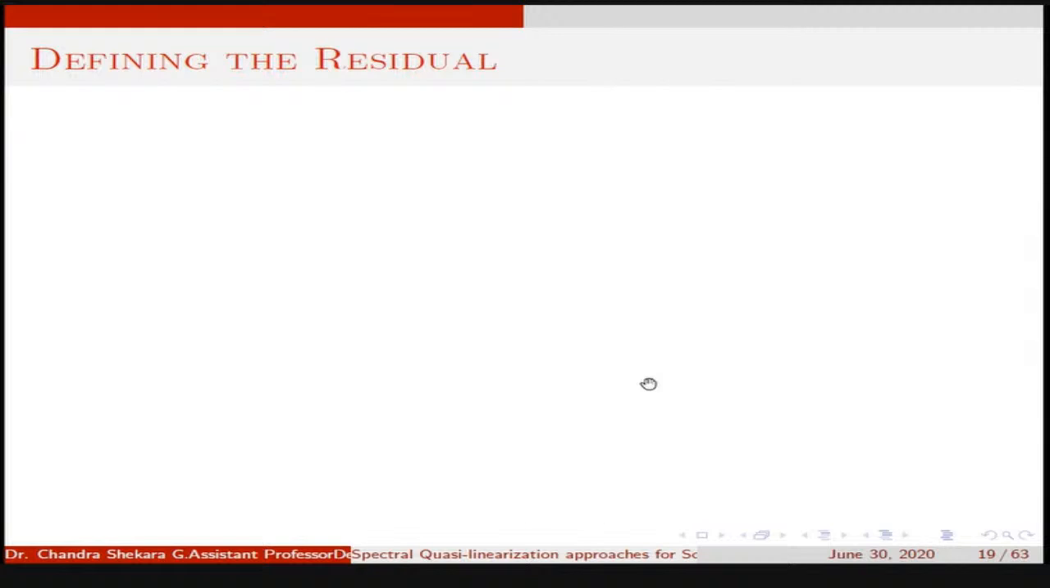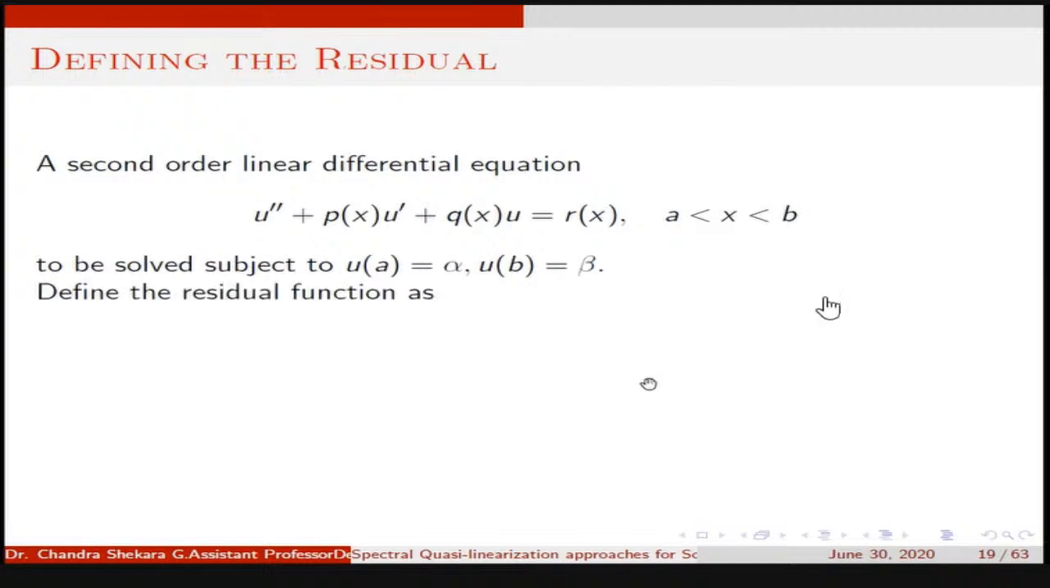The next step in this collocation method is defining a residual. The residual of the linear differential equation we considered is defined as follows. We take the right-hand side r of x to the left-hand side and substitute the approximated solution capital U in place of small u. The difference between whatever values we get after replacing small u by capital U is called the residual. You just compute the residual at each collocation point. If this residual is very small or very close to zero, then capital U will be the best approximation for this differential equation. Therefore, this collocation method, or quasi-linear spectral collocation method, is nothing but minimizing this residual.